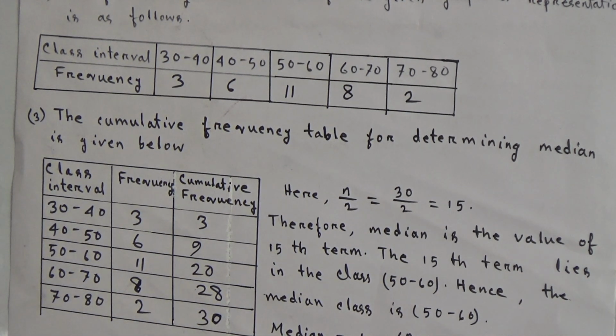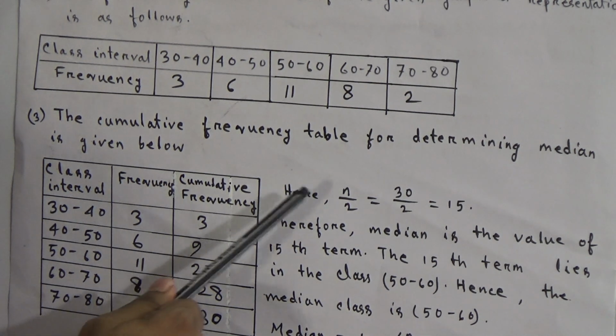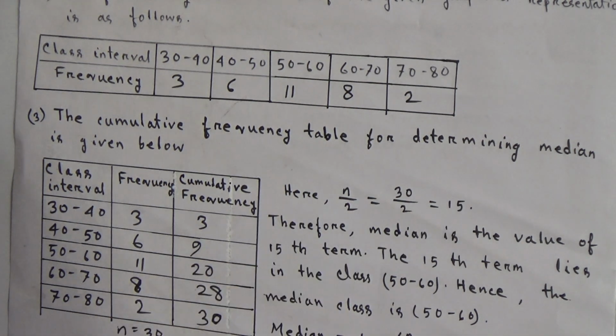Dear students, now we have to find out the median. Here total number of frequency n equals 30. So n by 2 equals 30 by 2, that means 15. So the 15th term is the median. Therefore median is the value of the 15th term.